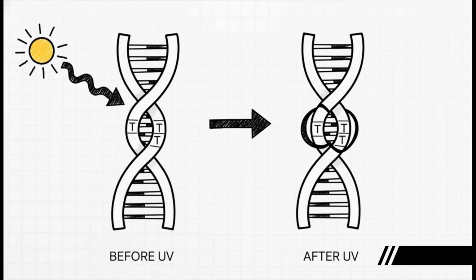Here's a little specific detail that will make your answer stand out. UV light from the sun actually causes neighboring thymine bases in your DNA to stick together, and they form something called a thymine dimer. This creates a physical kink in the DNA, and it's a major source of errors when the cell tries to copy it. Mentioning this just shows a deeper level of understanding.